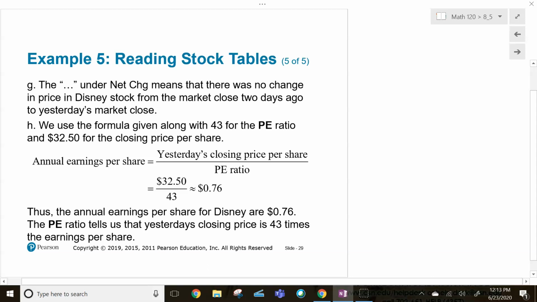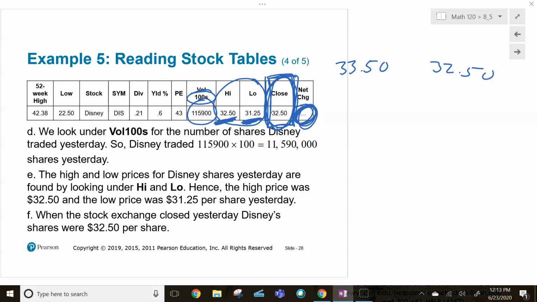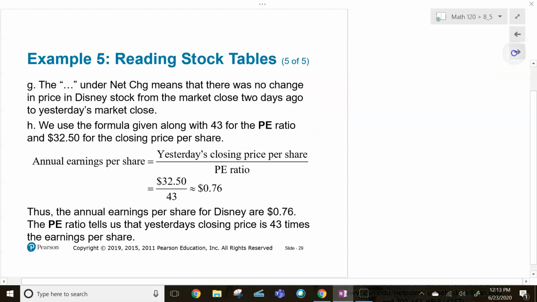All right, the net change right here, notice there's nothing there. If the close was 32.5, the previous day's close was also 32.5, so there was no net change. If the previous day's close was 33.5 and then it closed at 32.5, the net change would be down $1. Okay?